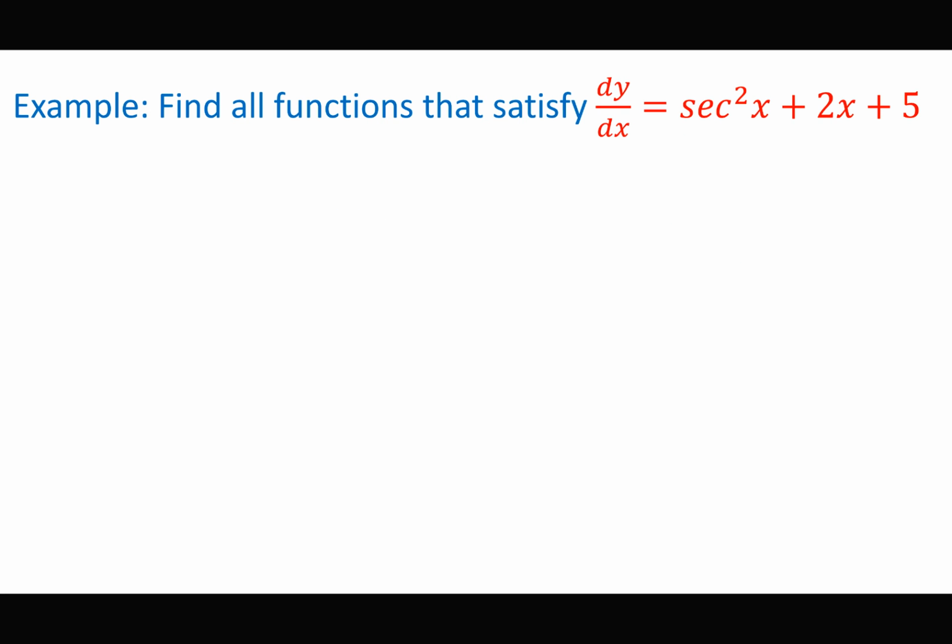All right, so let's do this. This is almost like a warm-up as well. Find all functions that satisfy dy/dx. So again, this is a differential equation. This is a derivative equation. So if the derivative equals secant squared of x plus 2x plus 5, what is the original function, or more specifically, what are all of the original functions that will satisfy this?